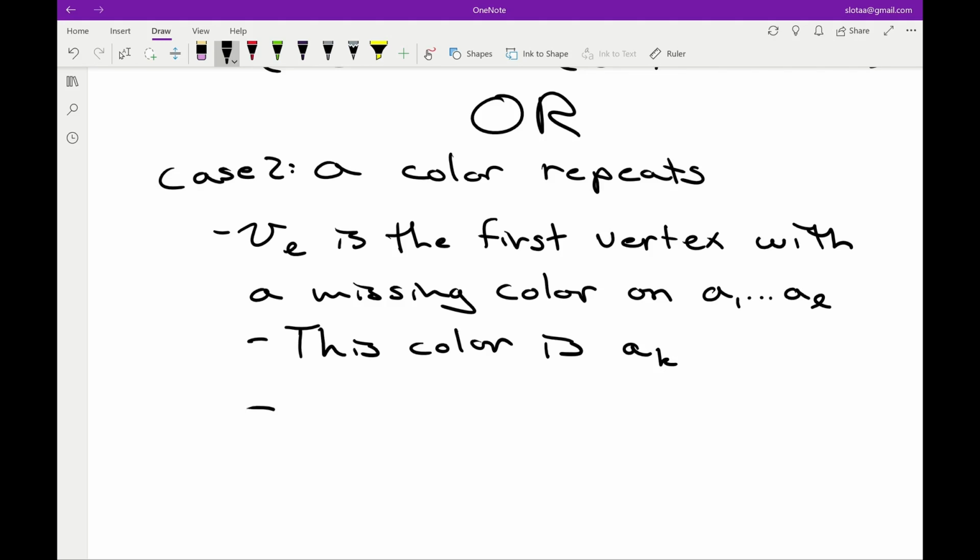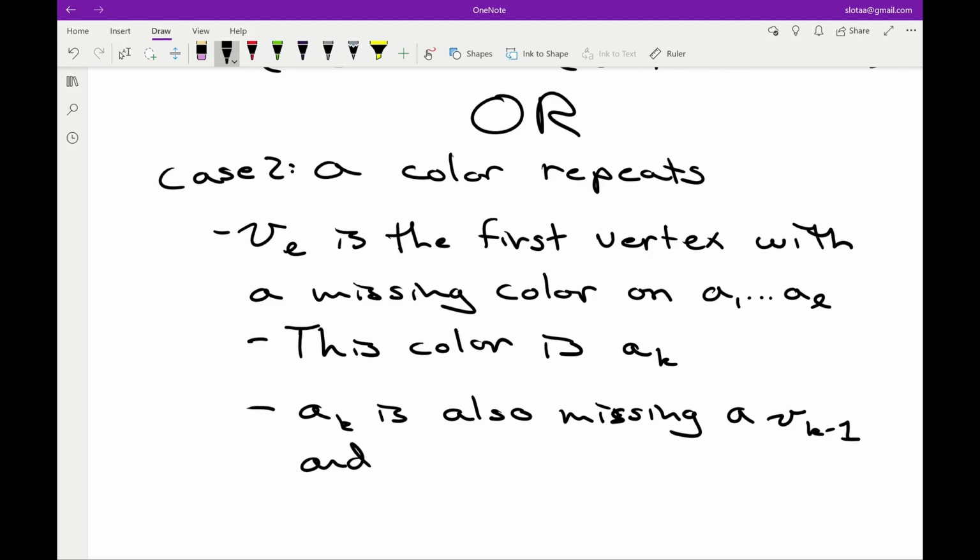As we've defined what we had before, A sub K is also missing at V sub K minus 1 and appears on the edge U, V sub K.